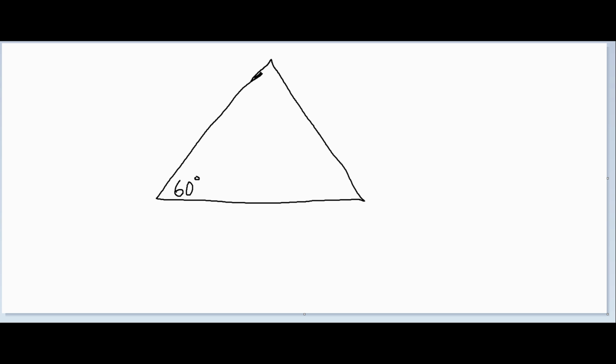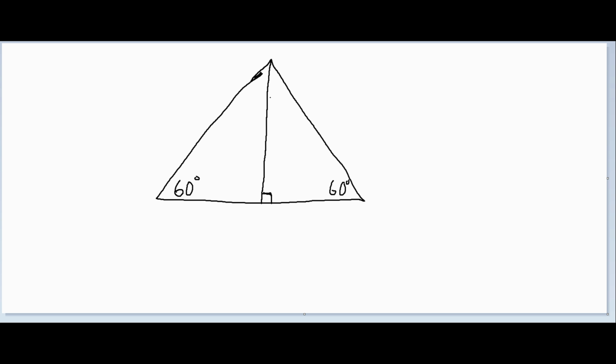Now, for a 30, 60, 90 right triangle, we need to start with an equilateral triangle. In an equilateral triangle, all the sides are the same, and so all of the angles are also the same. And if all the angles are the same, they all must be 60 degrees. So that's 60, and this angle on top is also 60. So to produce a 30, 60, 90 right triangle, we can drop an altitude from this top point to the other side and make a right angle with the base.